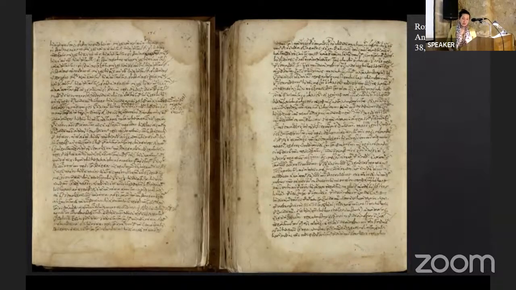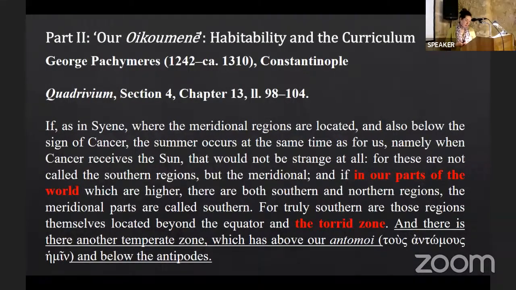So if we look at the quotation from the textbook, and I won't read the whole quotation, just the end of it, you see it's in the same style, in the same language as everything we've seen so far from the other textbooks. I just read the end of the quotation. "For truly southern are those regions themselves located beyond the equator and the torrid zone." So again, we have the geographical location defined in cosmological terms. "And there is another temperate zone, which has above our antoikoi, those who live on the same side of the equator, but under the opposite meridian and below the antipodes."